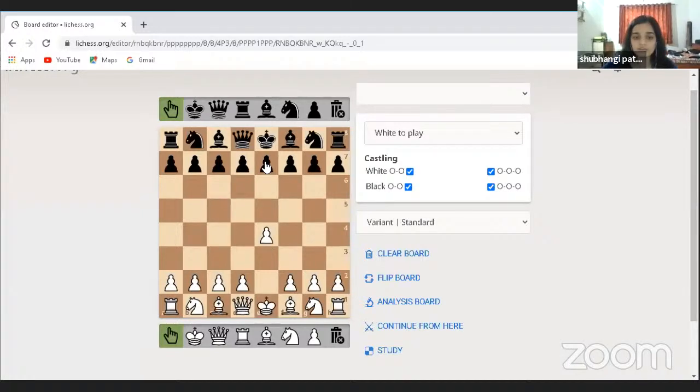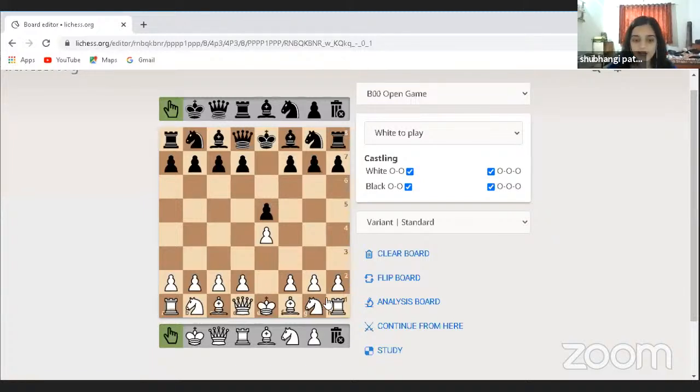Now black will move this. Now what is this square known as? Again, the alphabet E and the number 5. Okay, you can see the alphabet and the number. So this will be known as E5. But we have to write it below the black column. Okay, this is black's move, so we'll write it below the black column. You have written E5 below the black column.